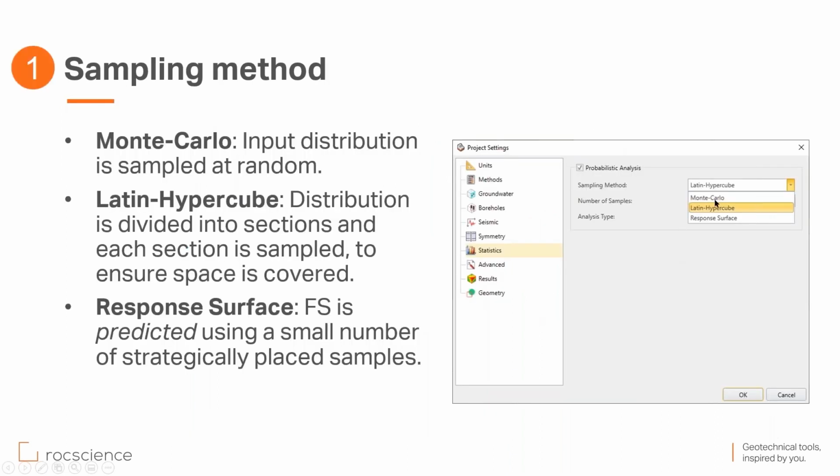For the sampling method, there are three options: Monte Carlo, Latin hypercube, and response surface. Monte Carlo is a brute force method. Basically, it just randomly samples the distribution you've defined. With Latin hypercube, the distribution is divided into sections, and each section is sampled, which ensures that the entire distribution has been covered. With response surface, you sample a smaller number of samples than requested. You train a model which can predict factor of safety, and then you plug in your 1,000 samples and it predicts 1,000 factors of safety.